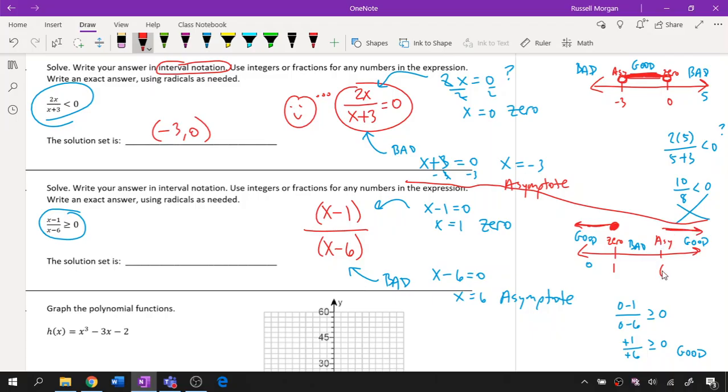But the problem is, what about this spot at 6? That was the asymptote. That was bad. Oh, that's a bad asymptote. And so we put an open dot here because we don't want that to happen. There is our visualization of this.